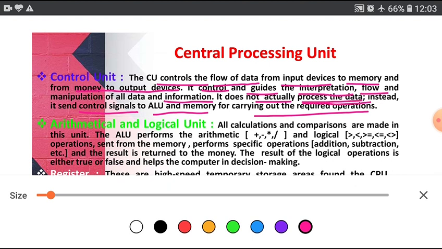It sends control signals to ALU and memory for carrying out the required operations.